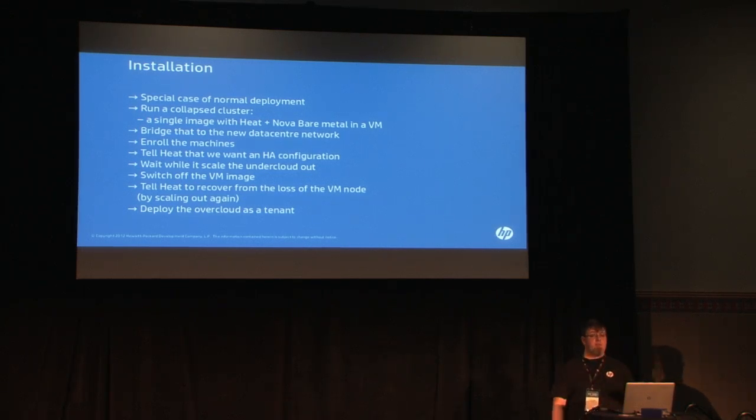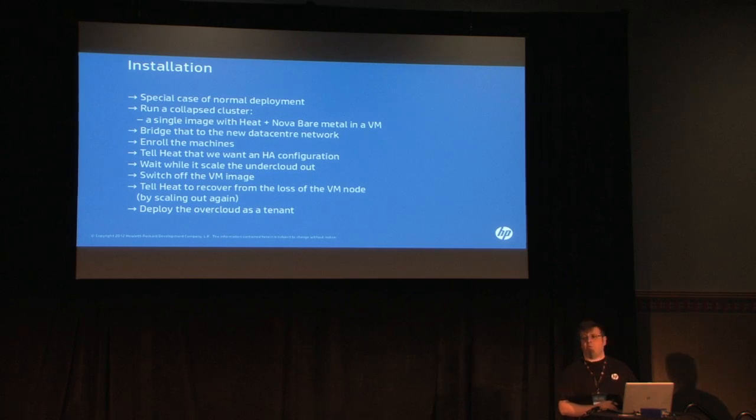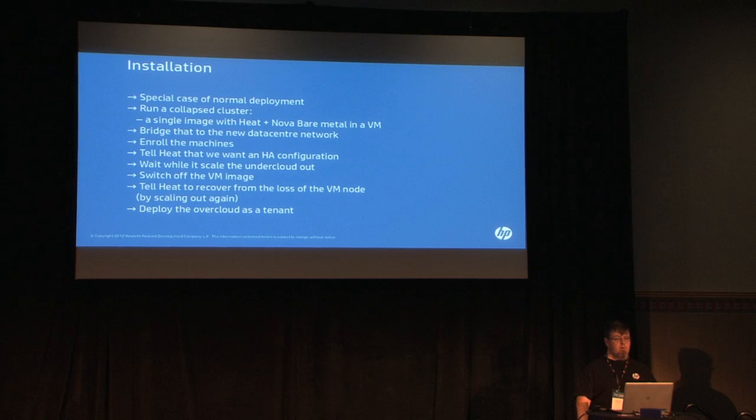Enroll all the machines, so you teach it about the MAC address and the physical characteristics of all the machines in the data center. And then you just tell Heat, please scale this out. Change me from being a one node, everything in one place, to a two node, everything in one place. And it will take one of the machines out there, and it will bring it up. It will run the data migration scripts to copy over the MySQL databases, to set up Rabbit in HA mode, and so on. And then you just turn off that VM that you had. Everything is now running in HA mode, degraded, on one of the machines in the data center.